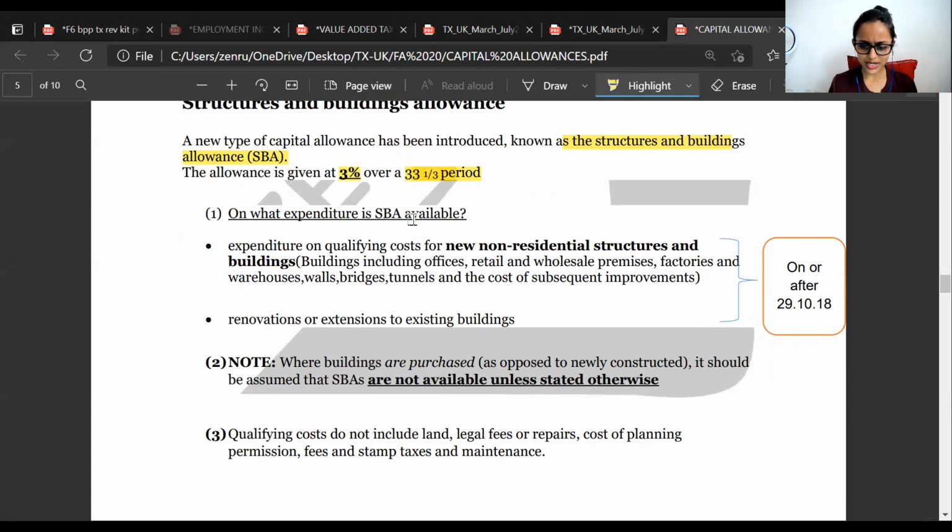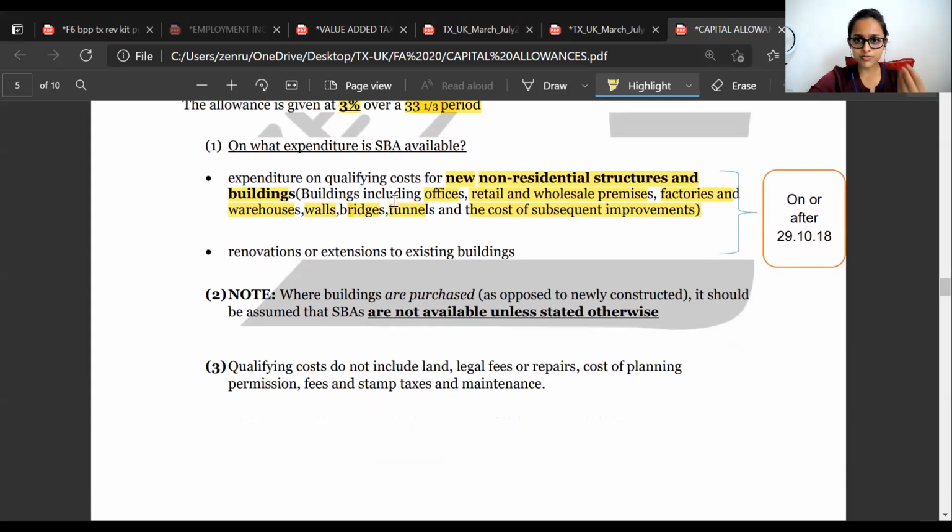On what kind of assets do we get SBA? On new non-residential structures and buildings, basically buildings like your offices, retail and wholesale premises, factories and warehouses, walls, bridges, tunnels, and the cost of subsequent improvements. So any kind of building which you have for your business, you're getting an allowance for that. Earlier it was not available because buildings were not considered plant and machinery. Remember, it is for newly constructed buildings and not for purchased buildings.